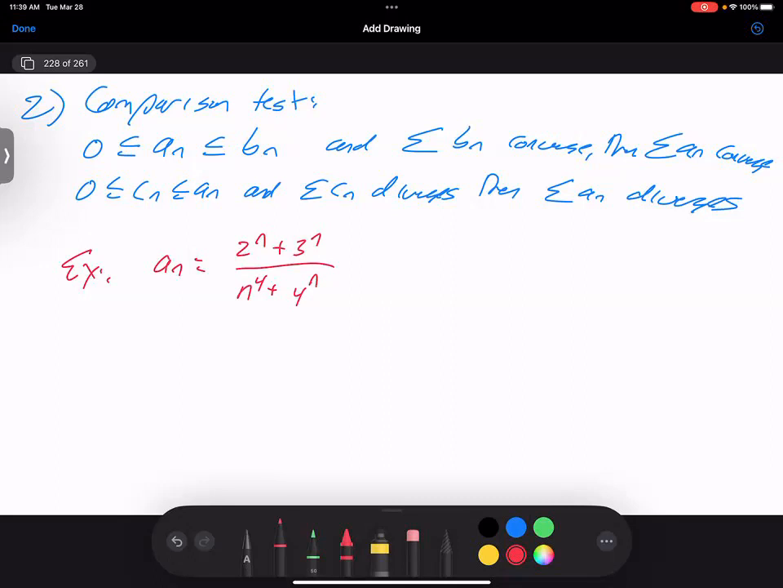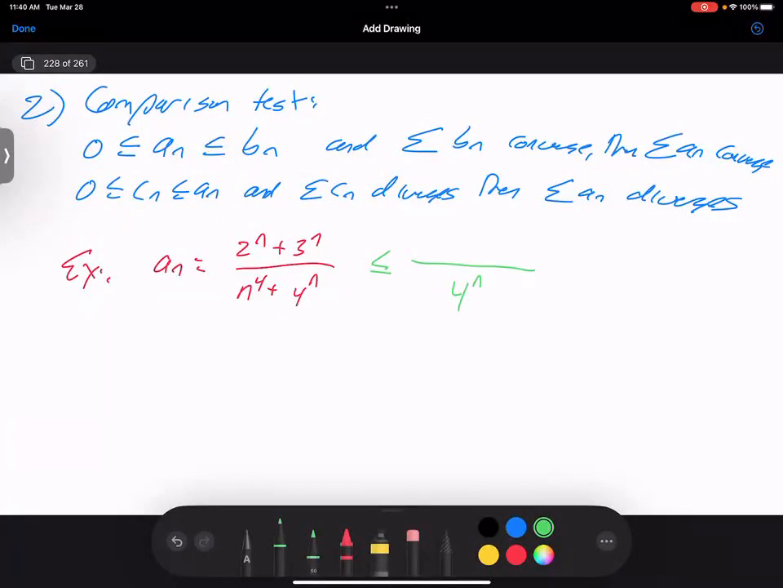Now let's look at the denominator. Which do you think is growing faster, n to the 4th or 4 to the n? 4 to the n. So what we could say is, if I just drop the n to the 4th, do I make things larger or smaller? You make it smaller. I make it smaller, which makes the whole fraction larger, right? Yes. So if I drop the n to the 4th, it's less than or equal to 4 to the n.